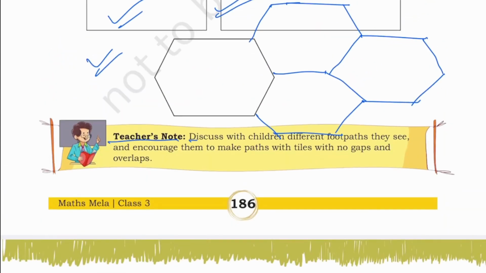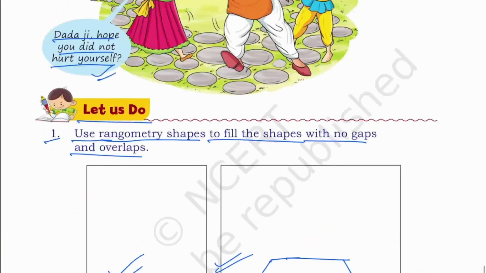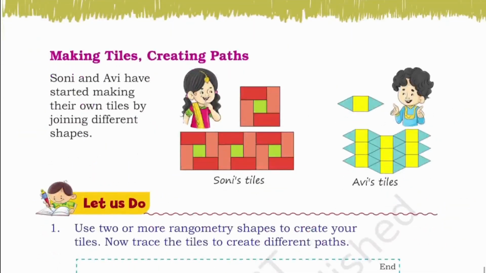Teacher's note: discuss with children the different footpaths they see and encourage them to make paths with tiles with no gaps and overlaps, like this or like this, making tiles creating paths.